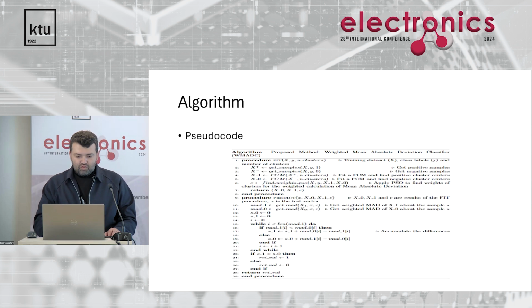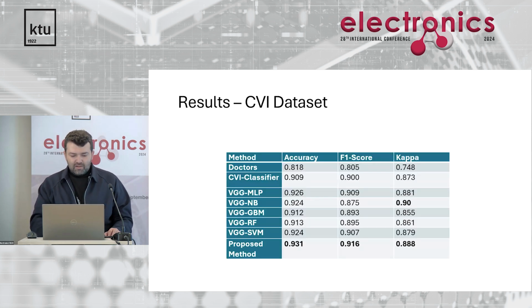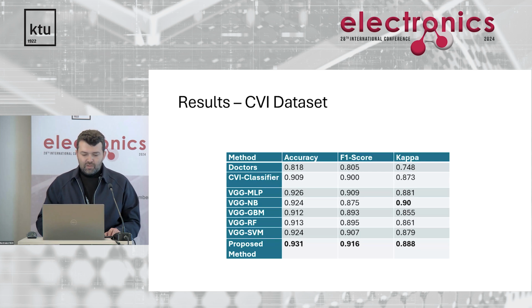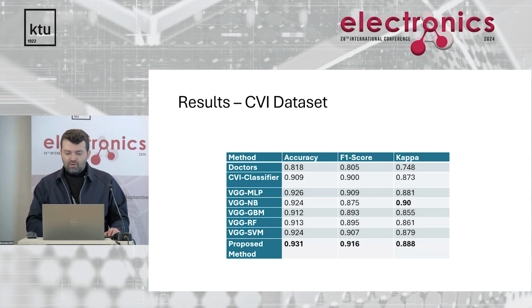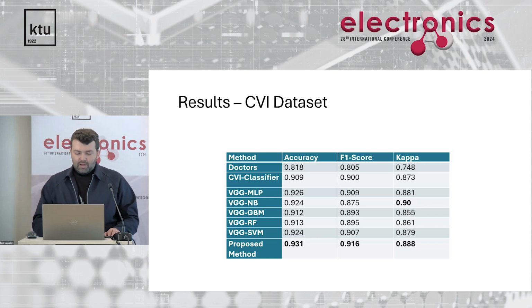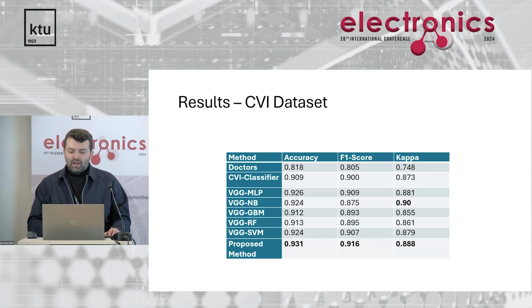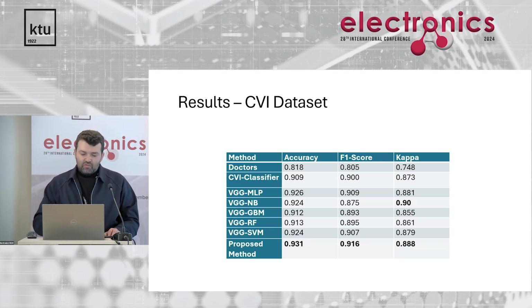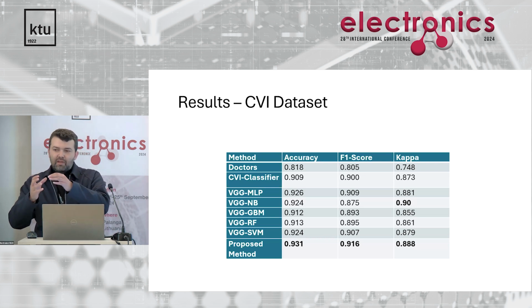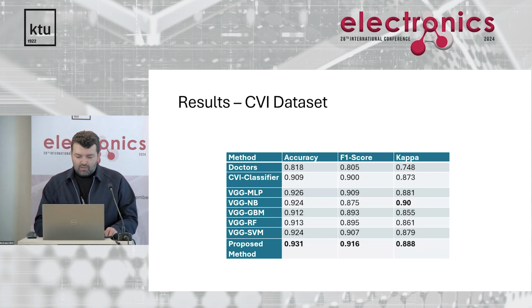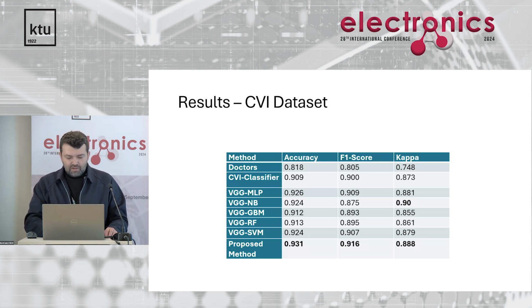And when it comes to the results, you can see that the TVI classifier here is the state-of-the-art classifier, which belongs to Shi et al. And you can see that our proposed classifier is one step beyond this. In the proposed method, we have an accuracy of 0.931, an F1 score of 0.916 and a kappa score of 0.888. The other classifiers are the deep features followed by generic classifiers like MLP, naive Bayes, and gradient boosting machines. Our method is also better than these classifiers.